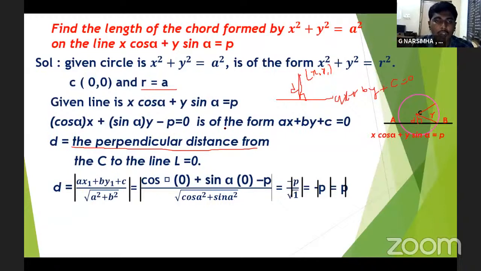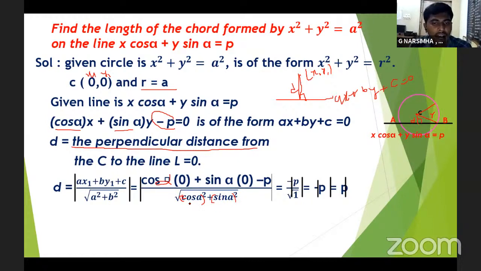Therefore, it is indicated as small d. Therefore, d is equals to ax1 plus by1 plus c by root over a square plus b square, where x1, y1 means the center of the circle. Therefore, x1 is 0, y1 is 0. Here a is cos alpha, b is sin alpha, and c is minus p. Therefore, a into x1, cos alpha into 0, plus b into y1, sin alpha into 0, plus c, that is minus p, by root over cos alpha whole square or cos square alpha, and sin alpha whole square or sin square alpha.